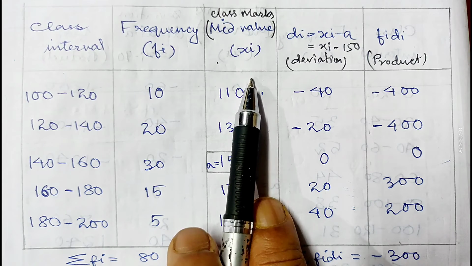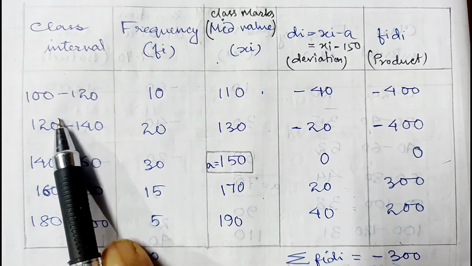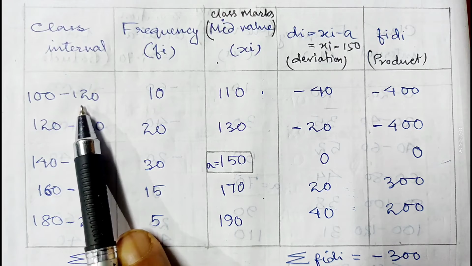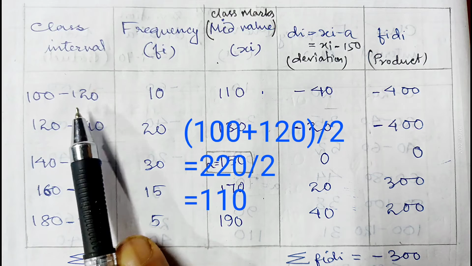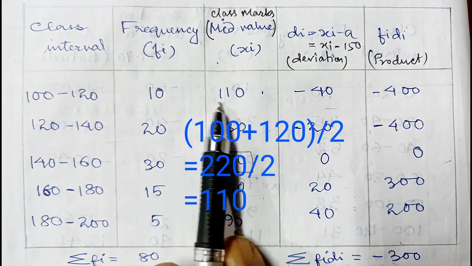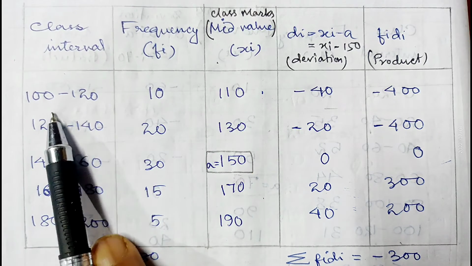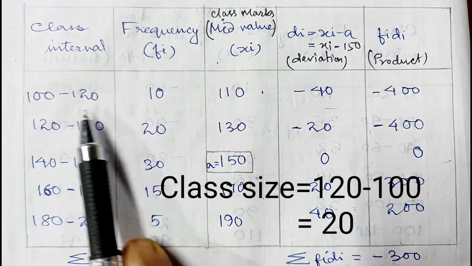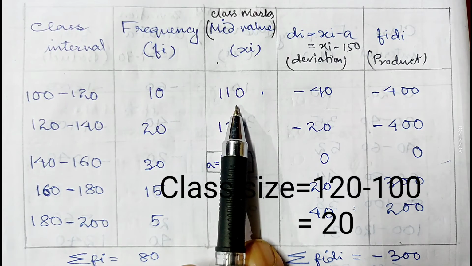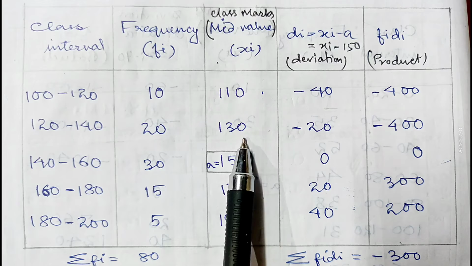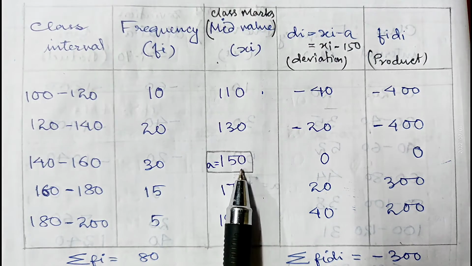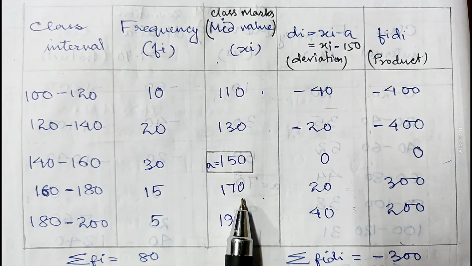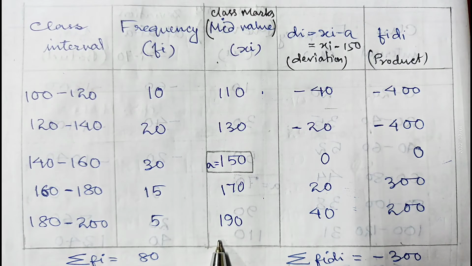To calculate the class mark, the rule, all of you know, is to add these two values and divide by 2. 100 plus 120 will give 220. 220 divided by 2 will give 110. Here the size of the class is 20, so we add 20 to 110 and get 130, which will be the class mark for the second row. Again you add 20, it will be 150, again 20, 170 and finally 190. So we got the class marks.